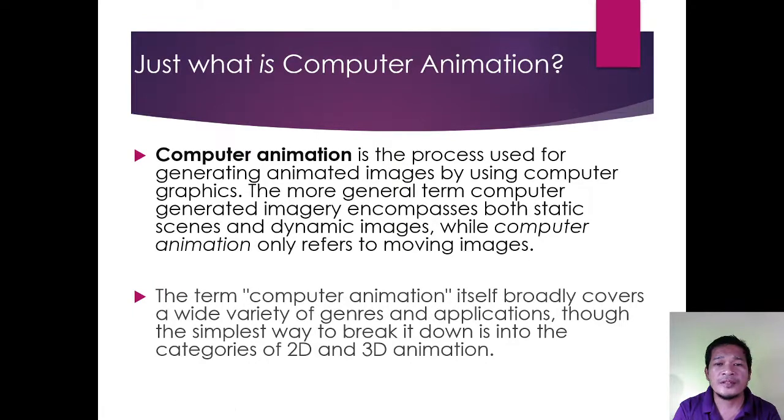So just what is computer animation? Computer animation is the process used for generating animated images by using computer graphics. The more general term, computer generated imagery, encompasses both static scenes and dynamic images, while computer animation only refers to moving images. The term computer animation broadly covers a wide variety of genres and applications, though the simplest way to break it down is into the categories of 2D and 3D animation.